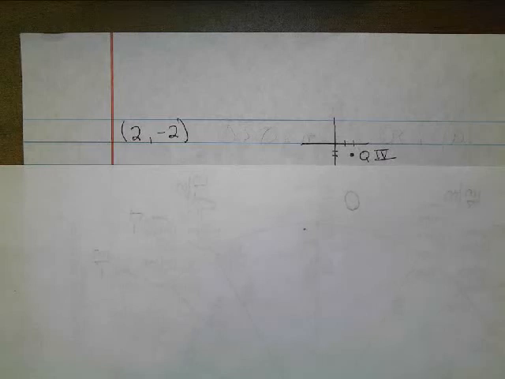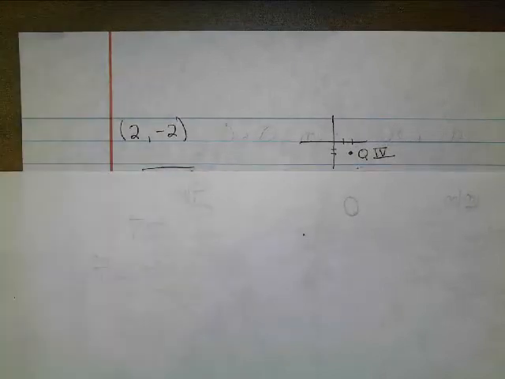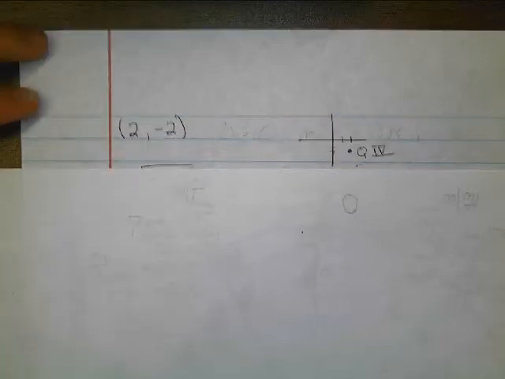Today we're going to talk about how to convert from rectangular to polar coordinates. So here I have (2, -2), and what I did first was draw which quadrant my point is in, so it's in quadrant 4 here. And then your first step is to find the radius.